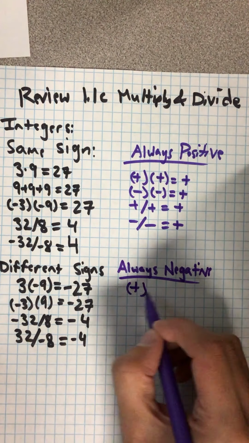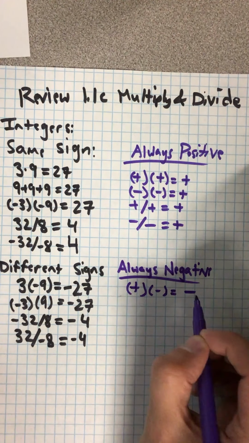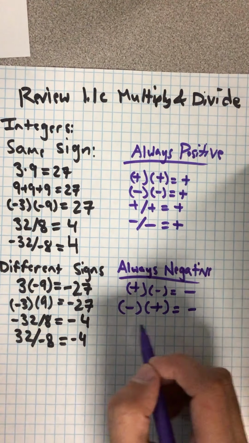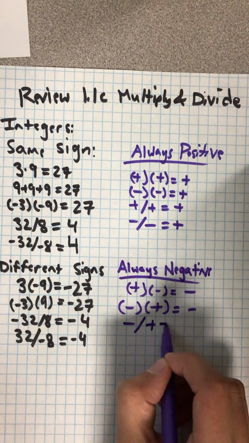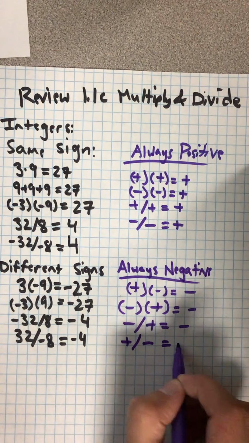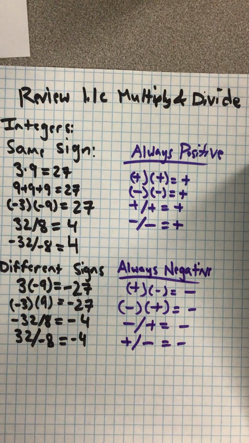So, if we have plus times minus, that gives us a minus. We have minus times plus, that gives us a minus. We have minus divided by plus, that also gives us a minus. And we have plus divided by minus, that still gives us a minus. Also, note that every time I say minus, I also mean negative.